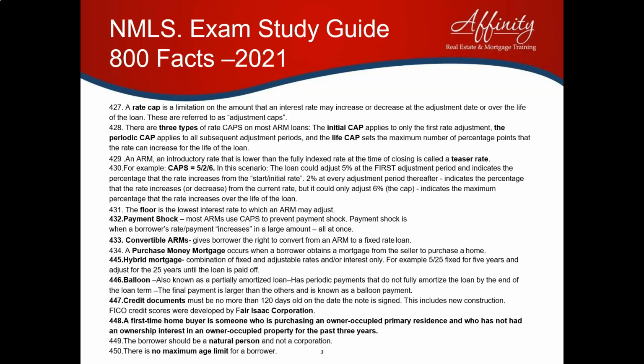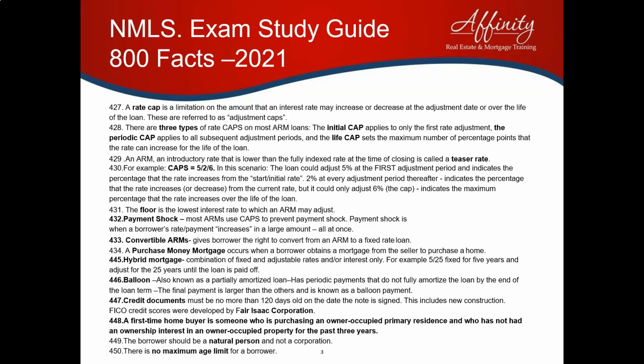There are three types of rate caps on most ARM loans. The initial cap applies to only the first rate adjustment. The periodic cap applies to all subsequent adjustment periods, and the life cap sets the maximum number of percentage points that the rate can increase for the life of the loan. An ARM introductory rate that is lower than the fully indexed rate at the time of closing is called a teaser rate. For example, caps equals 5/2/6.